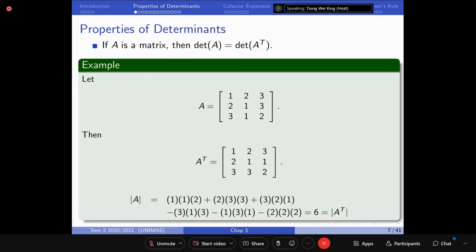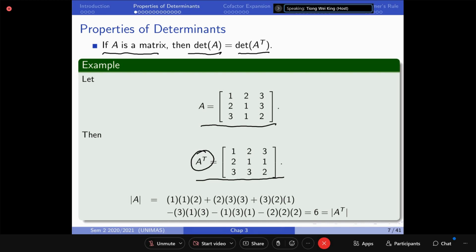Next is the properties of determinants. I'm not sure whether you learned this before, but we just go through. The first property is that if A is a matrix, then the determinant of A is equal to the determinant of A transpose. For example, here we have a matrix A, and this is A transpose. For the transpose, remember, columns become rows and rows become columns.